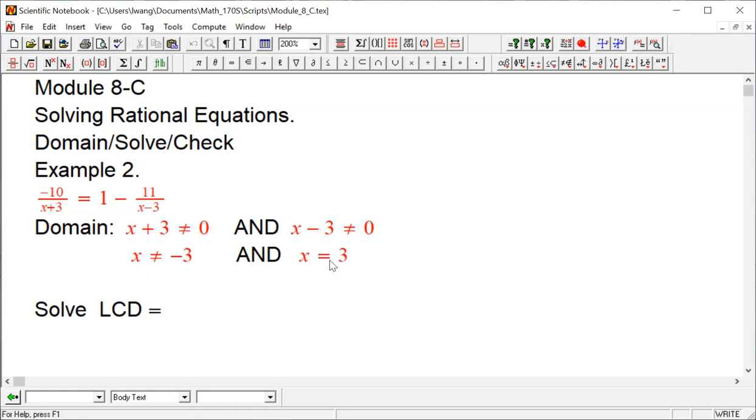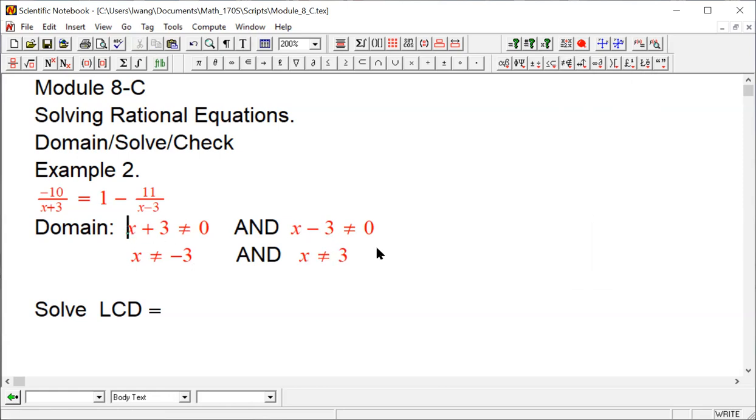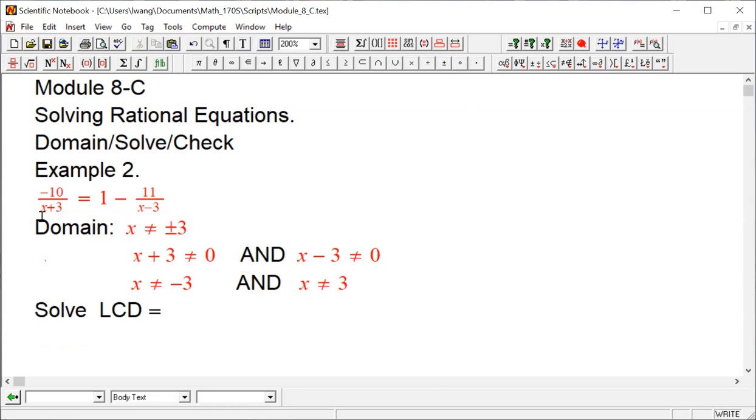So the domain would be that x cannot equal plus 3 and minus 3. So we can write it that way. And then we're going to solve the equation. And we have also recognized that the least common denominator would be x plus 3 times x minus 3.